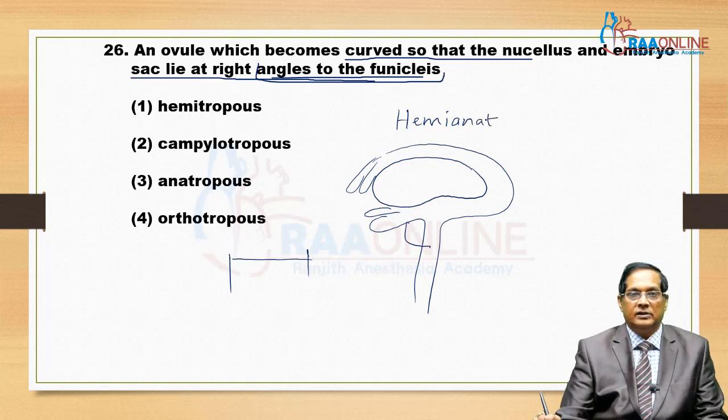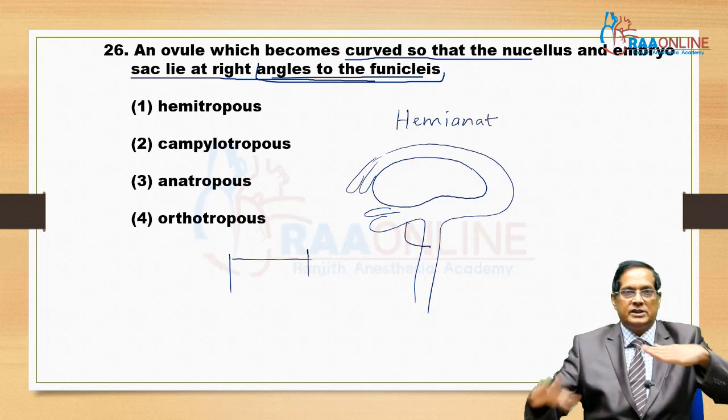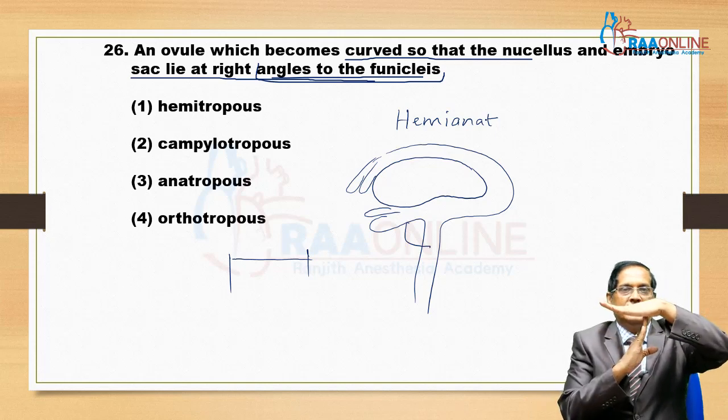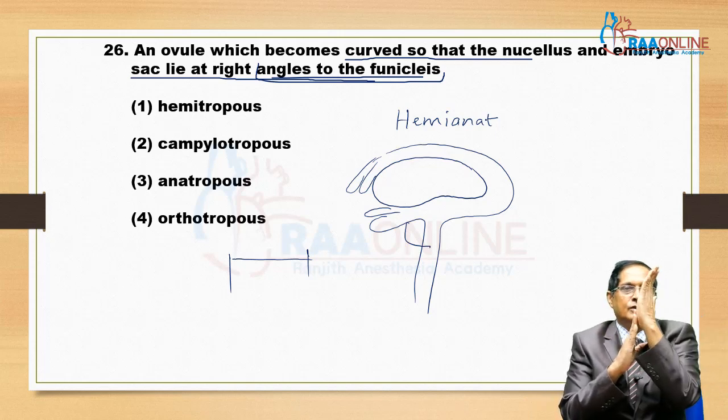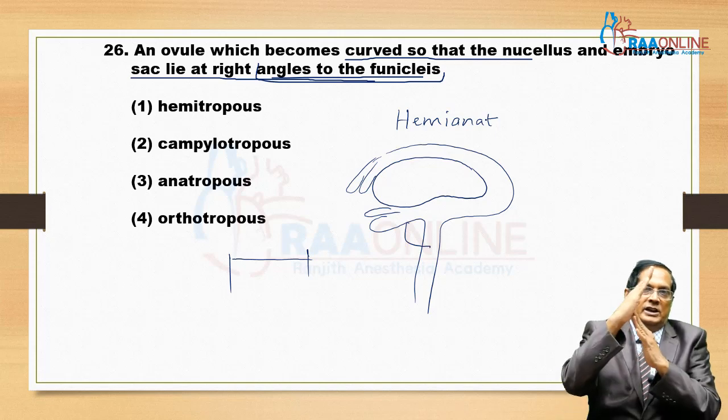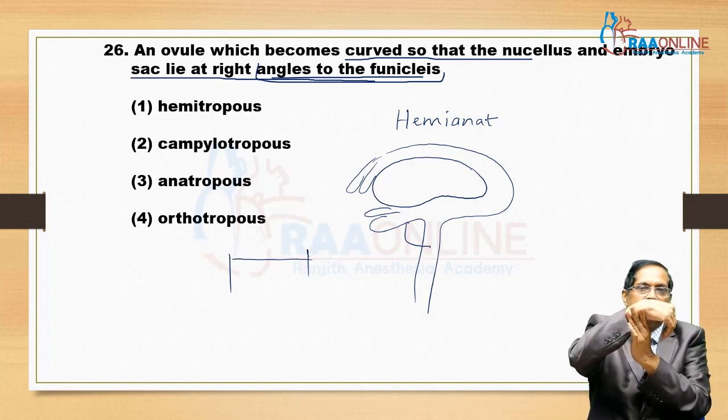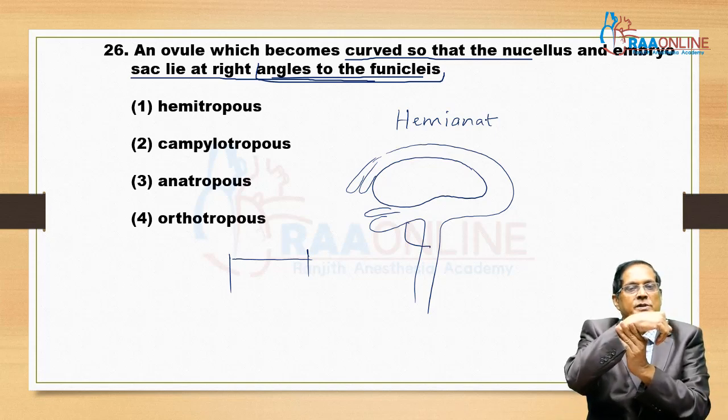Hemianatropous, that is semi-placed. Anatropous is this one. Orthotropous is this one. And if it is completely curved, then it is amphitropous.